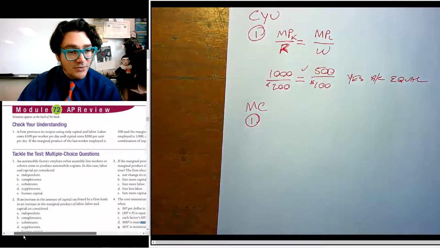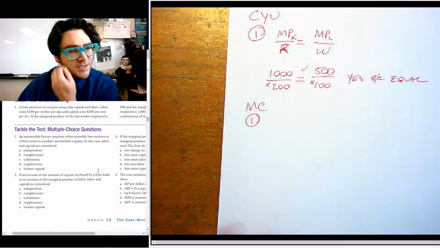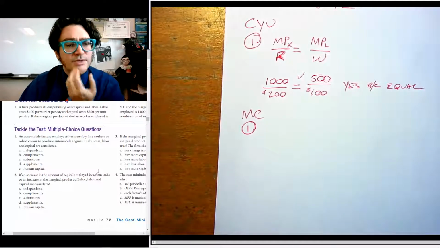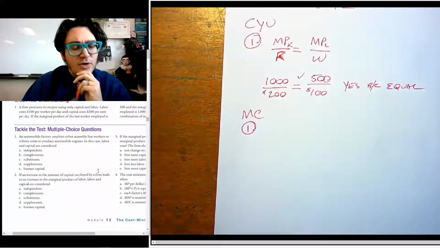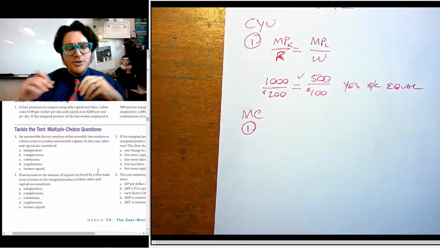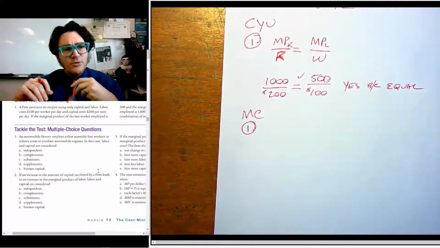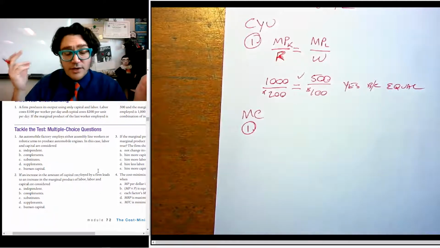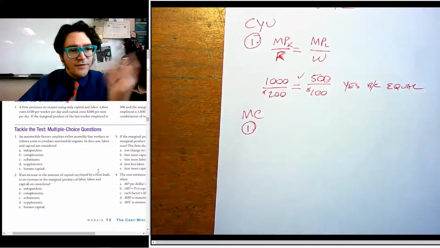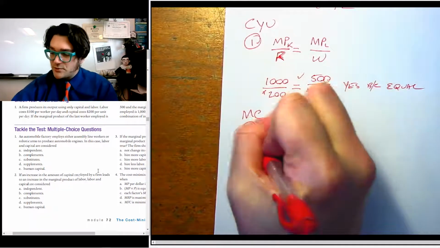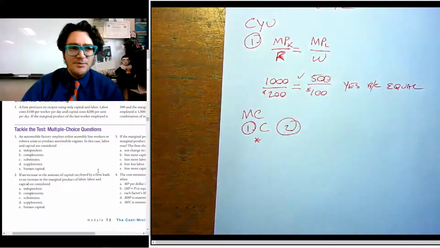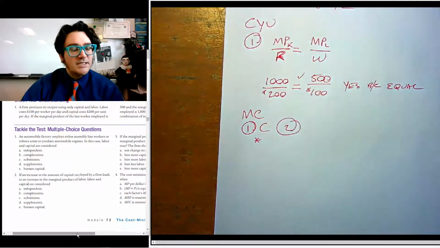Multiple choice. Number one: an auto factory employs either assembly workers or robotic arms to produce engines, in this case, labor and capital. They can do either or, right? They're talking about factors, so they're substitute factors. So that one won't appear on the quiz. The substitute and complement factors are not particularly important for our class.